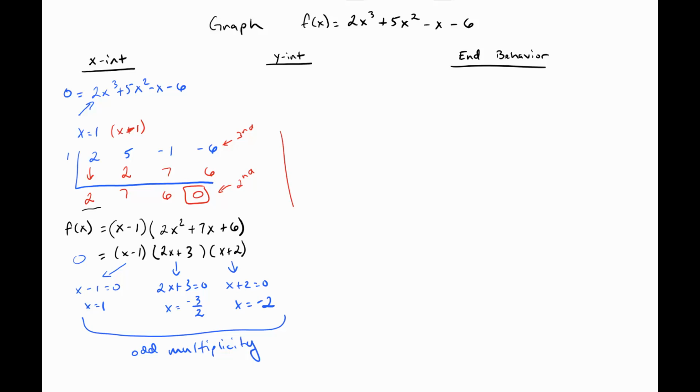And now I'll go ahead and find my y-intercept. Well, we find the y-intercept by setting x equal to 0. So the y-intercept is just going to be when we have f of 0. So we wind up with the additional point, 0, negative 6.